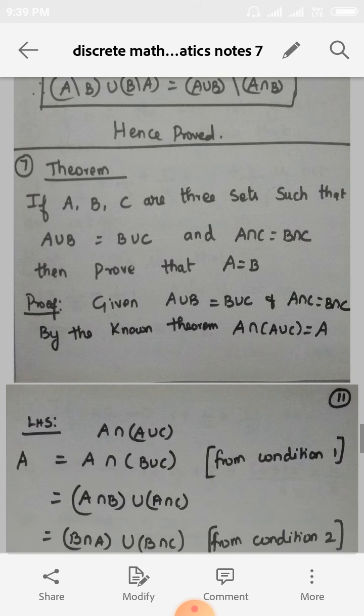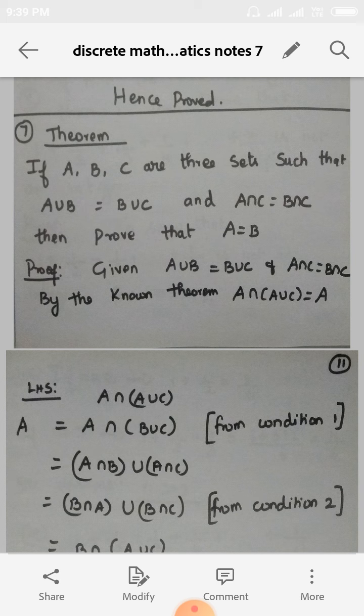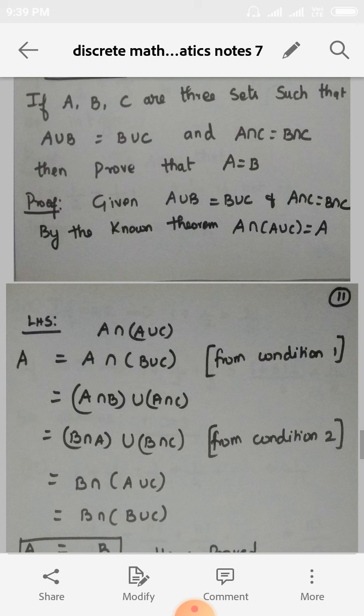So the next theorem: A, B, C are three sets. We have to prove that if A union B is equal to B union C and A intersection B is equal to B intersection C, then A is equal to B. What are the two conditions given? We have to prove that A is equal to B.